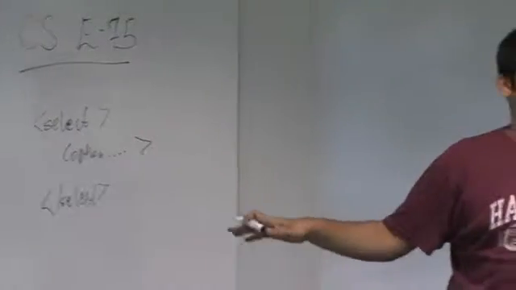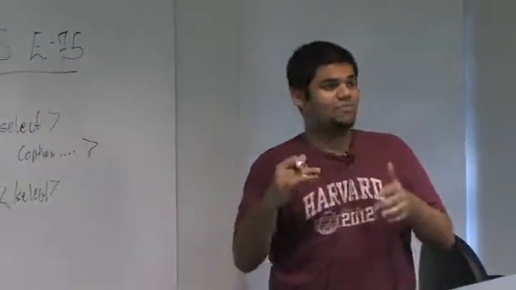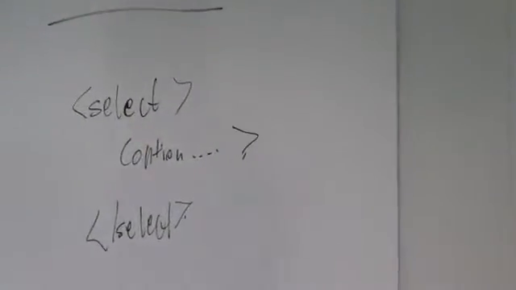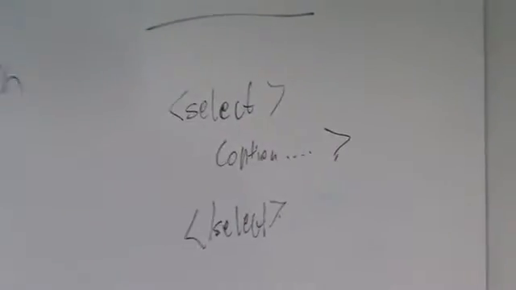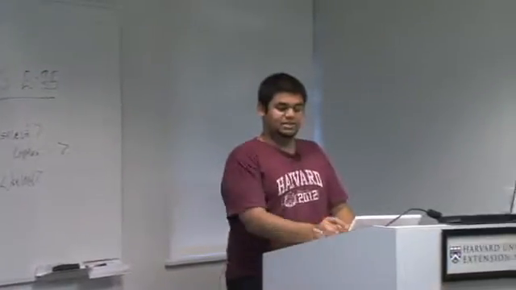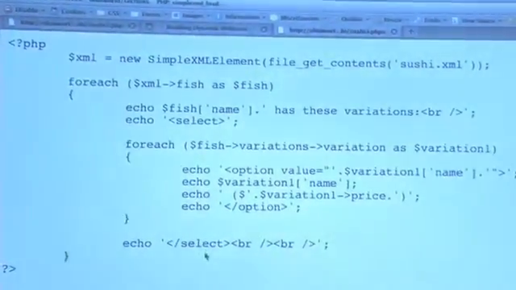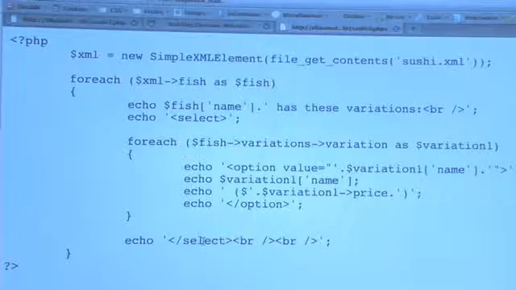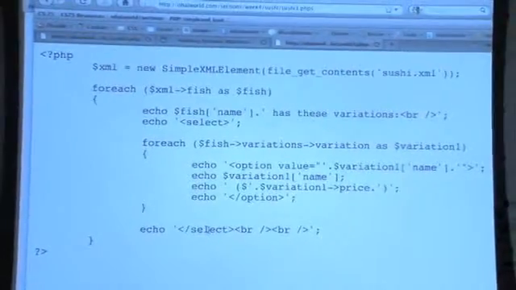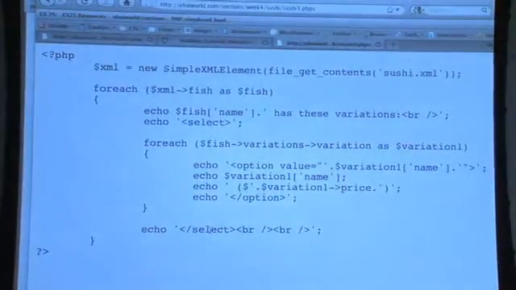So this is the rough structure of the select element, which is basically just a drop-down menu. It constructs the same thing: option value equals variation 1 of name, and then it echoes variation 1 of name, and so on until it finally closes the select with a couple of break lines. Is this clear? Any questions about this? Make sense? Sweet.